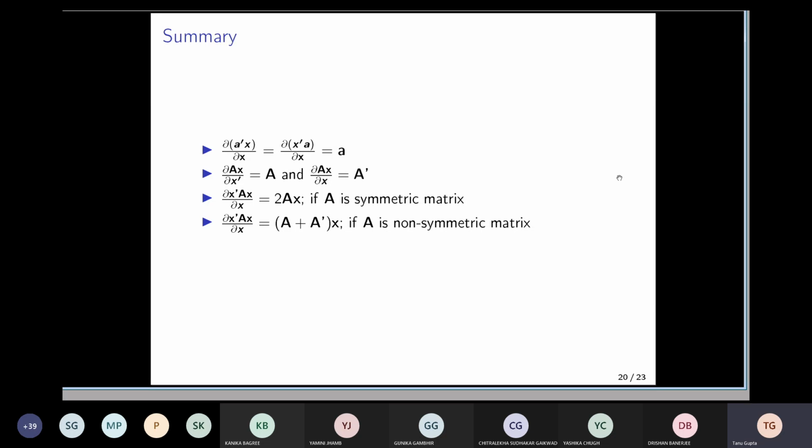Ma'am, over here the third conclusion is anyway included in the fourth one, right? Yeah, effectively. Yes, this last one is the more general result, because if A is a symmetric matrix, then A and A transpose are the same, so it will be 2A.